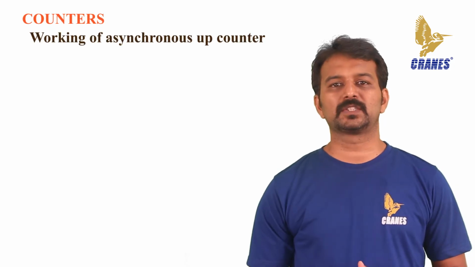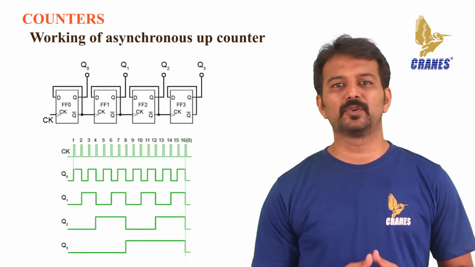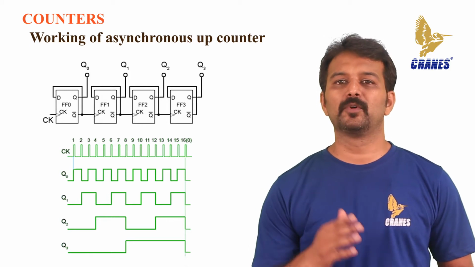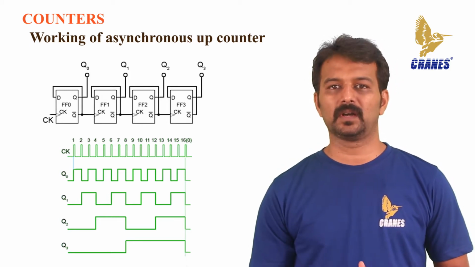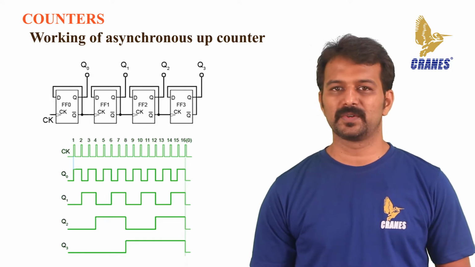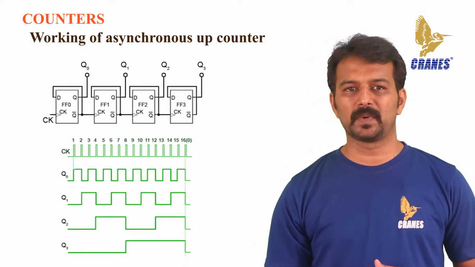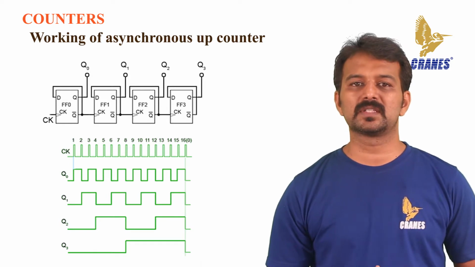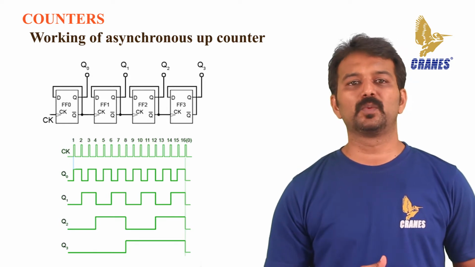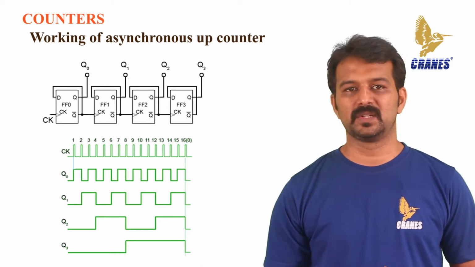In this way, the next clock pulse will make Q0 become high again. So now both Q0 and Q1 are high. This results in making the four-bit output 1100. Now if we apply the fourth clock pulse, it will make Q0 and Q1 go to the low state and toggle FF2. So the output will become 0010.